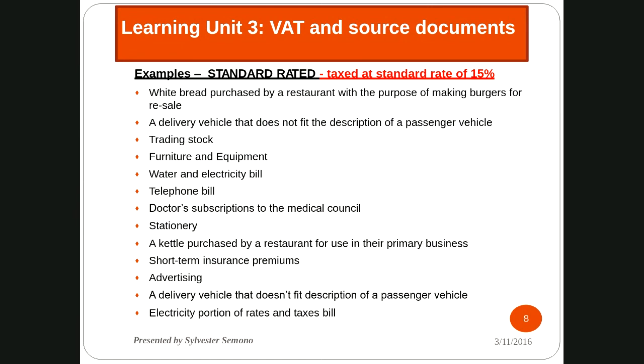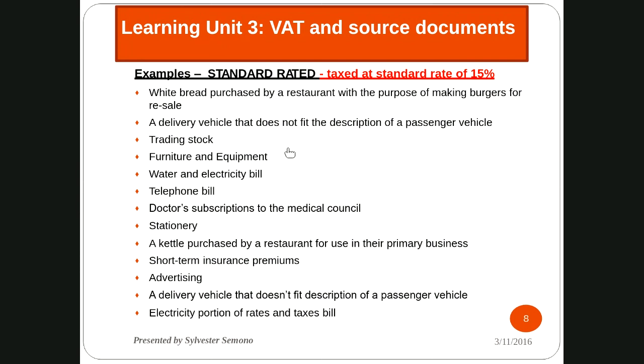But you cannot just know them. SARS tells us which items to refer to. So as a bookkeeper or as someone in business, if you don't know whether something is taxable or not, you can just go to the SARS website and check whether it's taxable or not. But for our lesson purposes, we need to know this, for example.